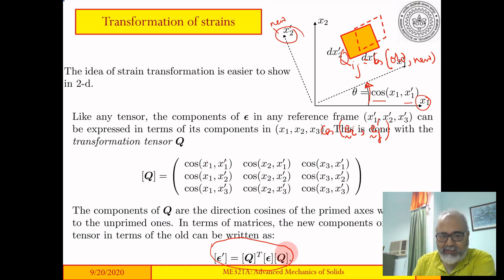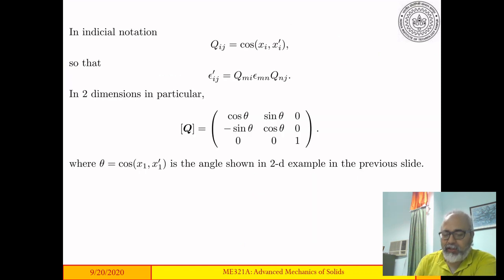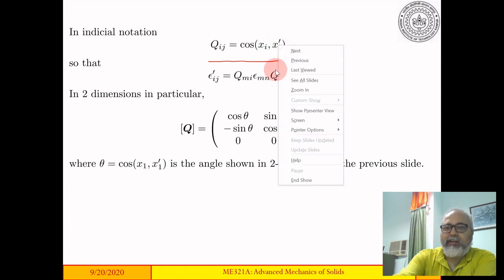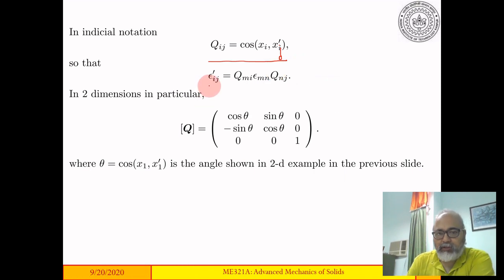But anyway, this is the form that is consistent with our definition of Q, and this is what we are going to use. Again, the form in indicial notation is given here. We define Qij as cos of xi, xj prime, and this is my transformation relation.